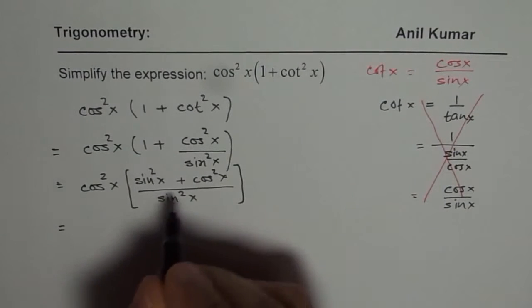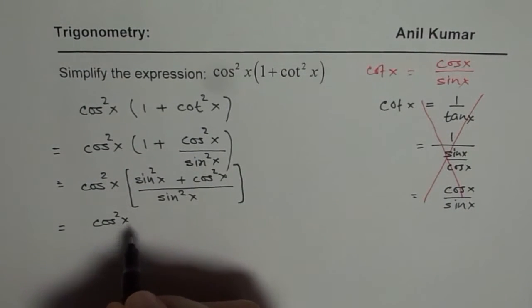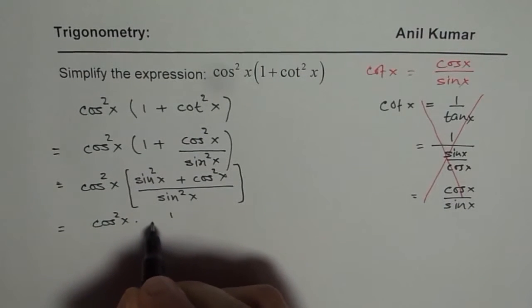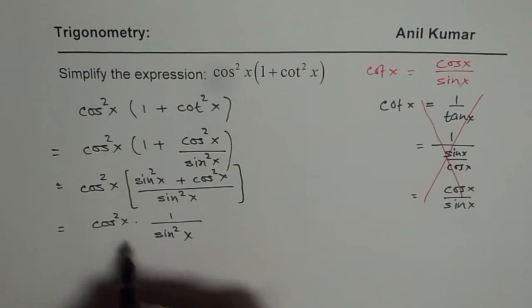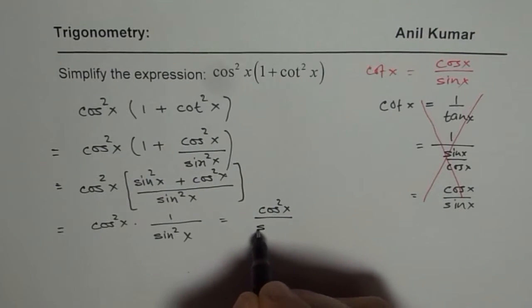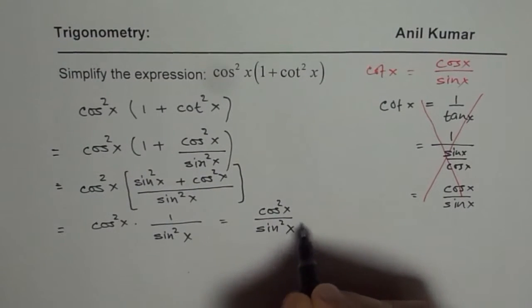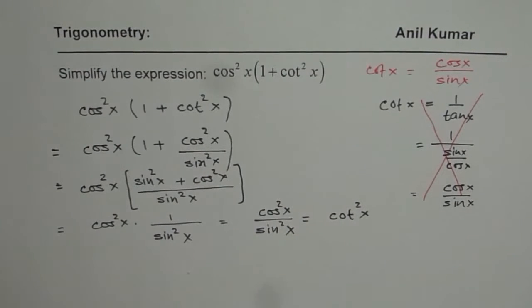Since sine square x plus cos square x is 1, we could write this as cos square x times 1 over sine square x. You get the idea. And then you get cos square x over sine square x, and that is indeed cot square x. You get the idea, right? So that is how you can simplify this particular expression.